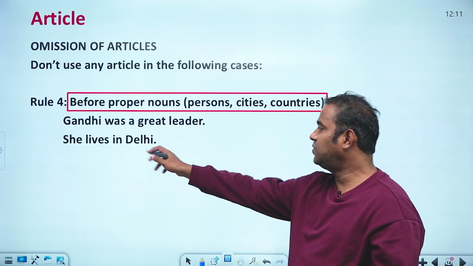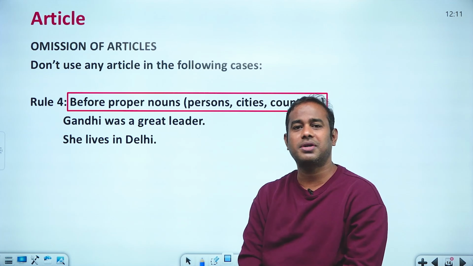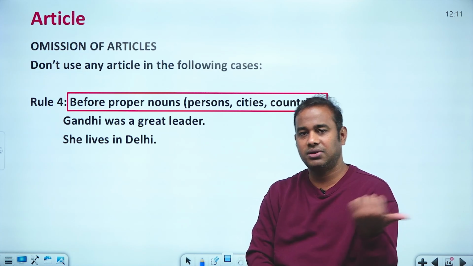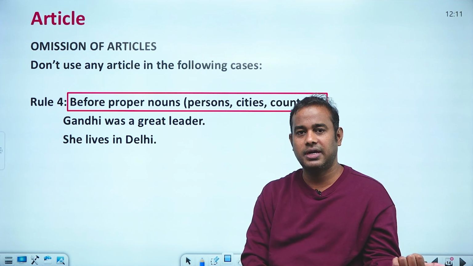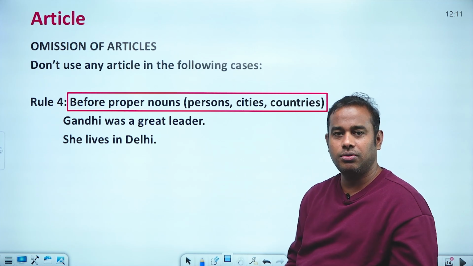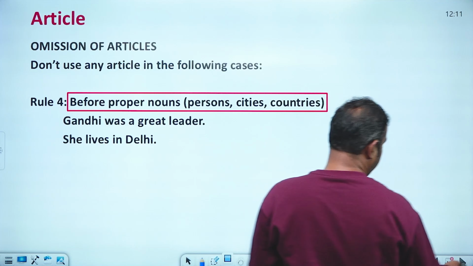Okay, so she lives in Delhi. Who is she? You are talking about a person with whom you are already having a conversation. So that time also we should not use the article. Okay, so this is one point.